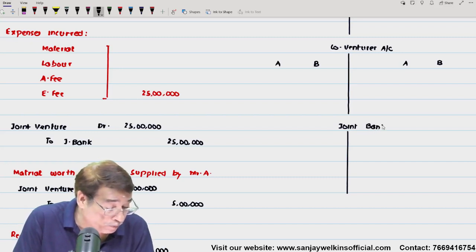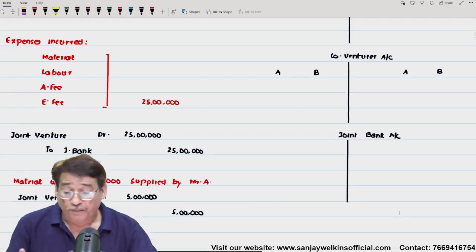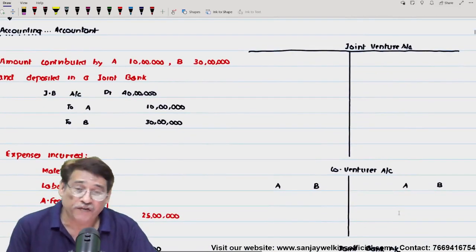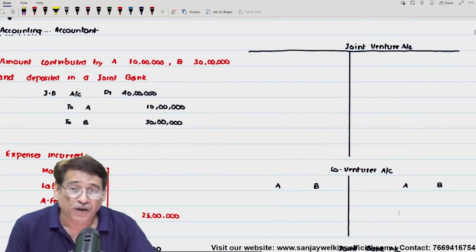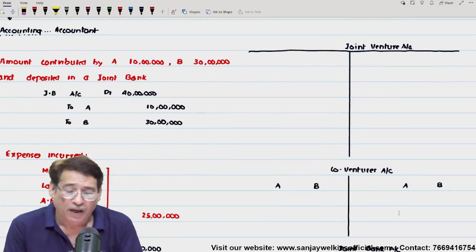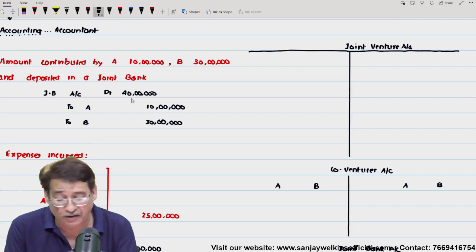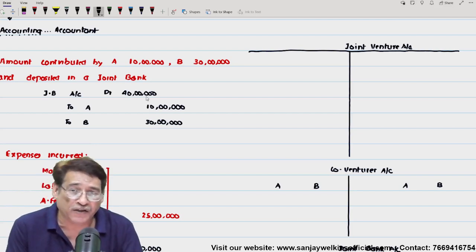This is our joint bank account. Clear? Not very tough one. Now, let's come back. The first entry was that A and B actually contributed some amount, and we wrote the entry joint bank account debit to A and B. So in the entry, we can see that joint bank account is getting debited.